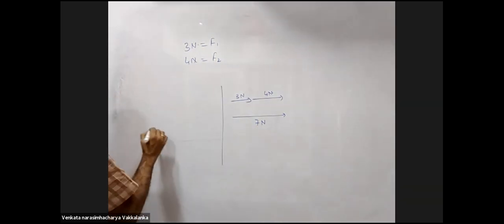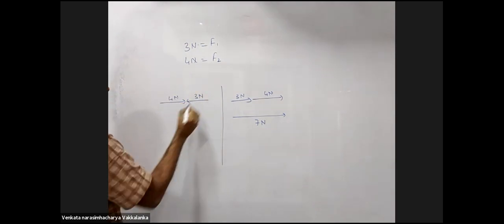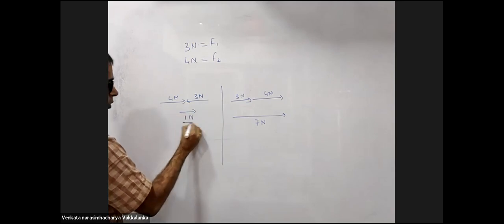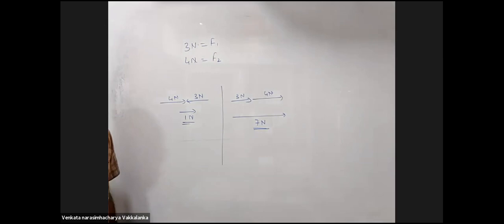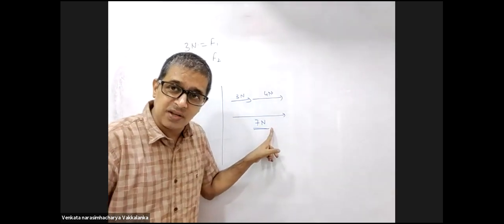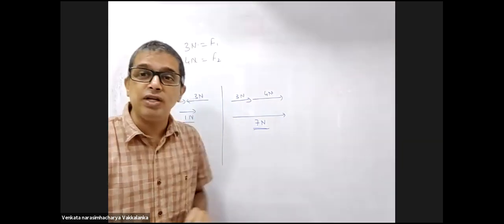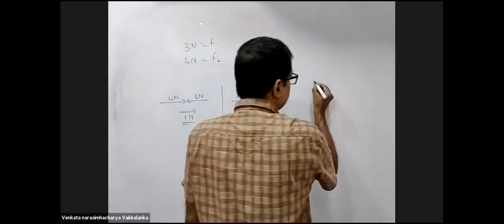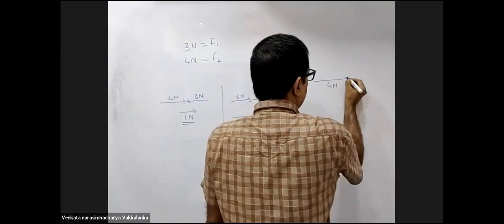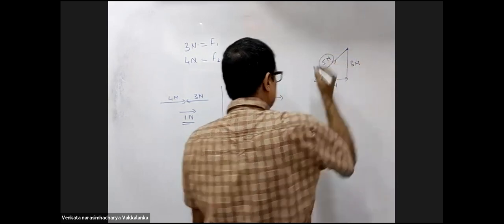And what is the minimum I can have? I can have 4 Newton this way and 3 Newton this way. Resultant will be 1 Newton. So using 4 and 3, arranging them in different directions, I can arrange for a maximum resultant of 7 Newton and a minimum resultant of 1 Newton. Anywhere in between is also possible. If I take 4 Newton this way and 3 Newton this way, I get a resultant of 5 Newton.